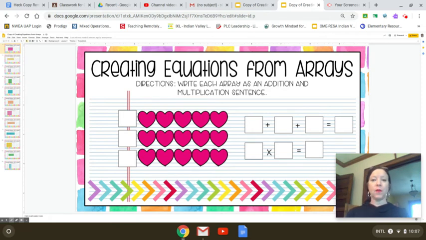Creating equations from arrays. And remember, we talked about arrays. Those are our columns and our rows. So if you take a look at my screen, what we're going to do is use these to create an equation. Now, an equation is this right over here.